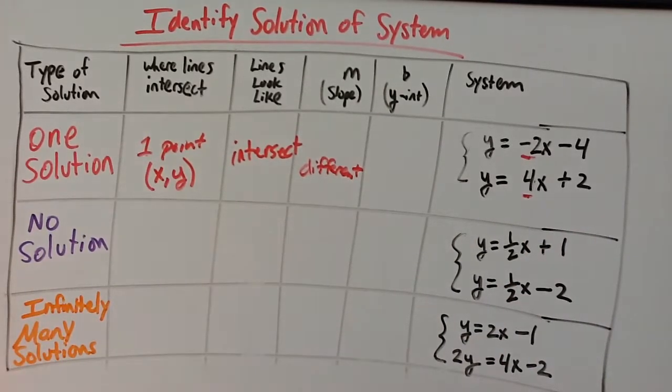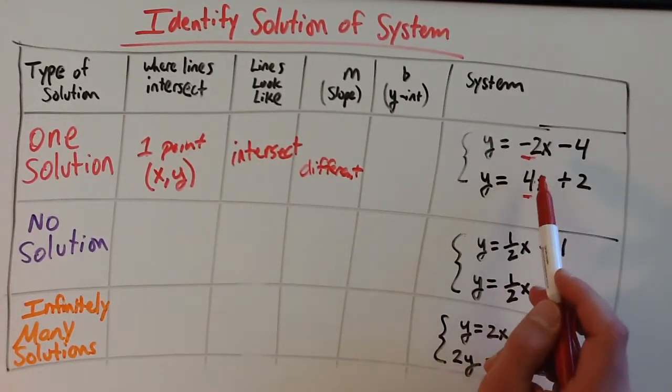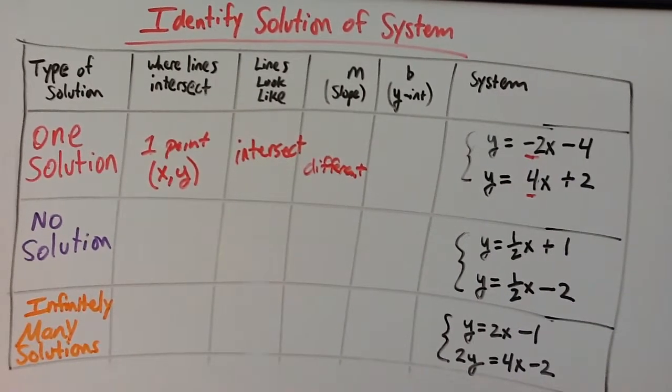And because those slopes are different, right, this one's negative 2 and this one's 4, we know right away that if we were to graph these equations, they would intersect at exactly one point. Therefore, there is one solution.